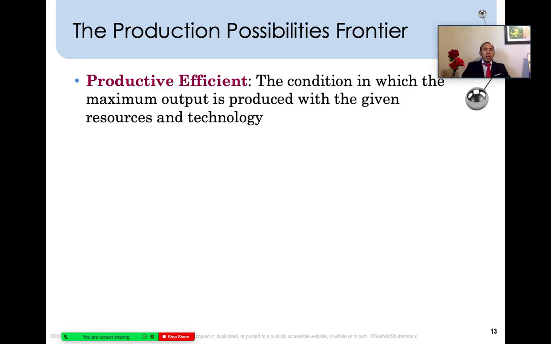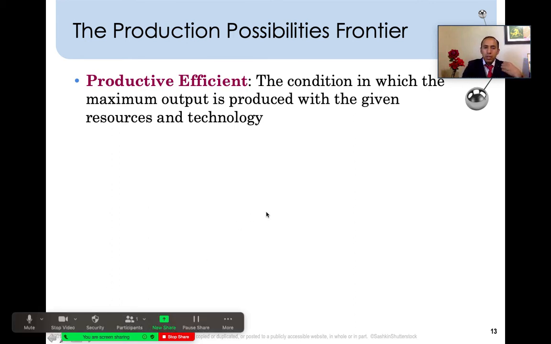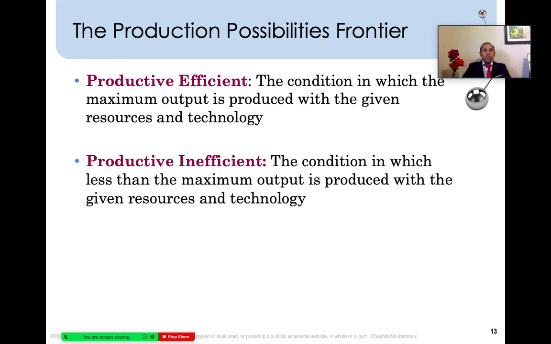With the PPF model, if we look at productive efficiency, what that means is the condition in which the maximum output is produced within an economy, given the available resources and the available technology. There are no missed opportunities and no wasted resources. You're highly efficient in the production of goods and services and meeting the needs of your economy and the needs of society. Productive inefficiency refers to the condition in which less than the maximum output is produced given the available resources and the available technology. Basically underproducing given your capabilities and your ability within the economy.